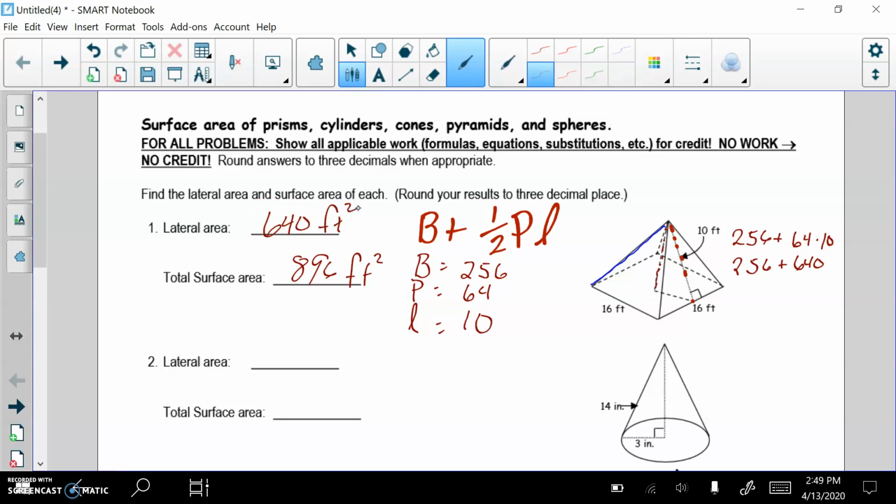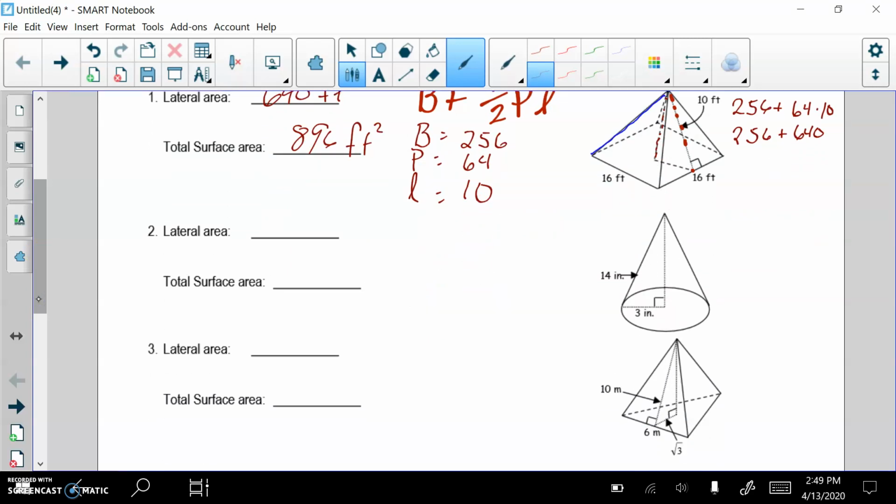square feet. Cones. Cones use the L2. Just like I told you on the formula chart, the base is always going to be a circle. So the equation that we'll use for this one is one circle, pi r squared, plus pi times radius times slant. So I have two variables. The radius is 3. The slant is 14. And I apply my numbers. That is pi 3 squared plus pi times 3 times 14.